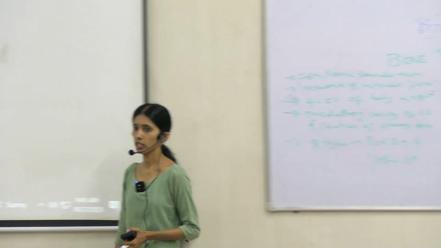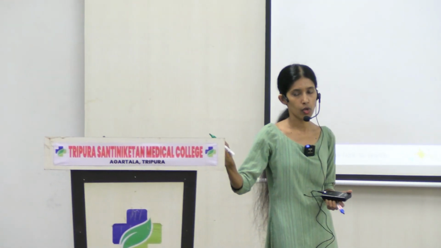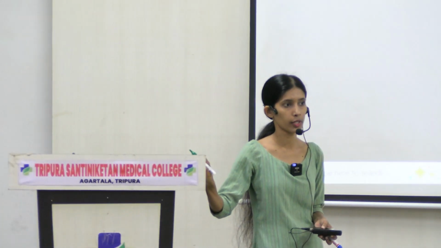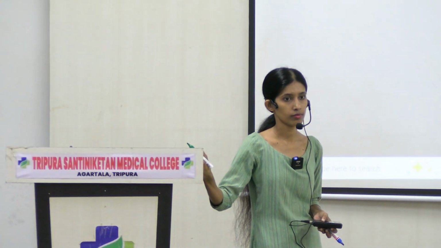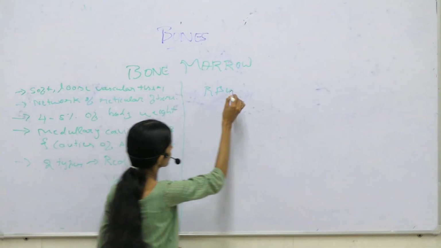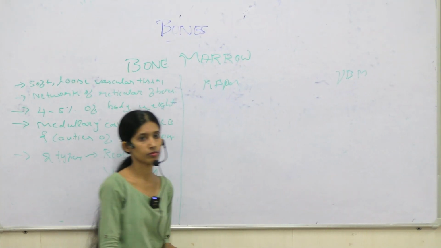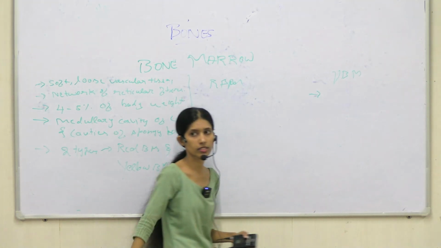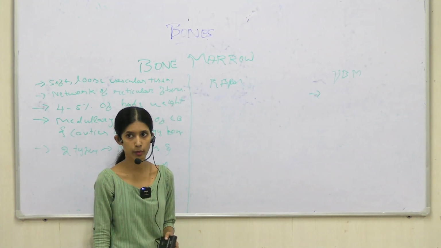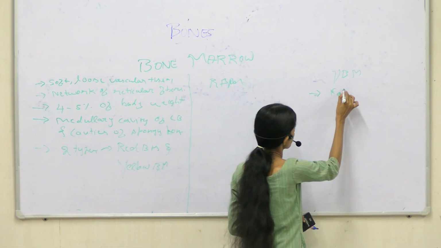So what is the difference between red bone marrow and yellow bone marrow? It is a 3-mark question, an important question. Yellow bone marrow appears yellow because of fat deposition.